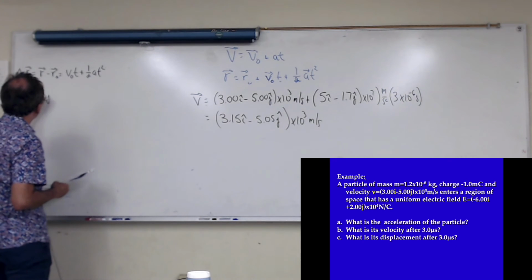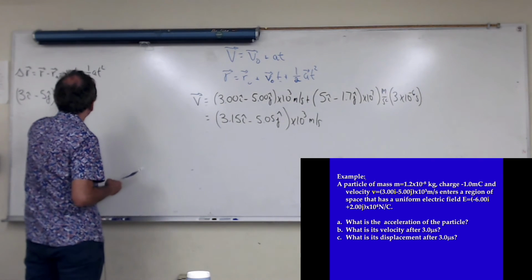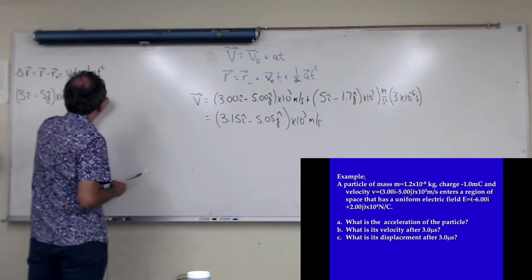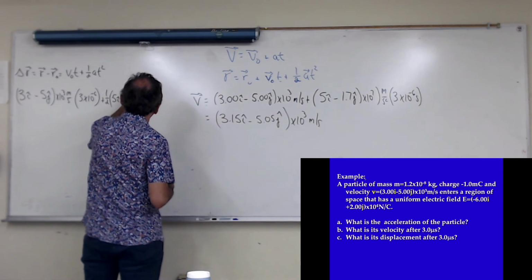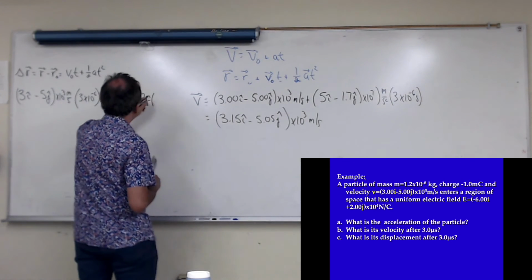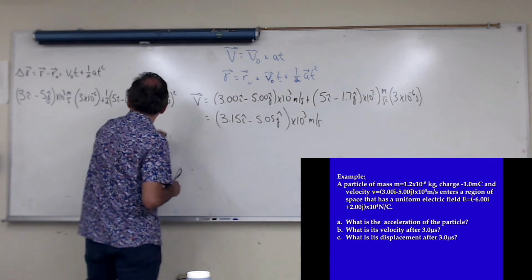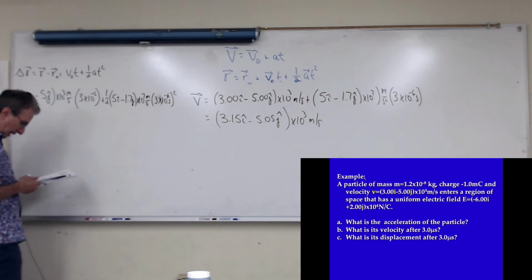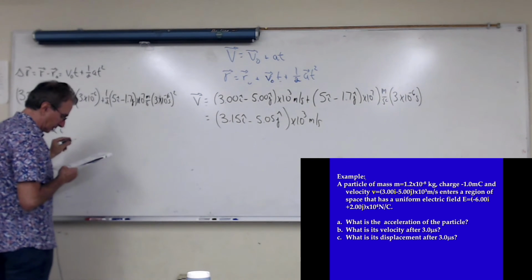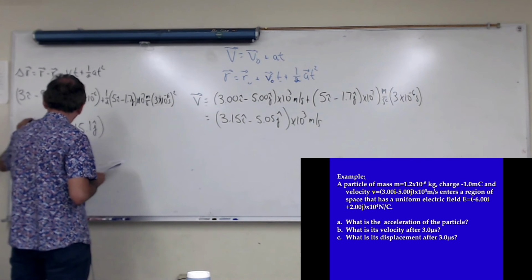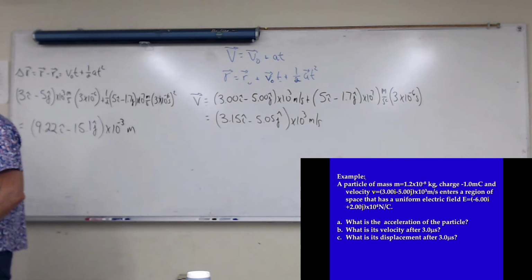3i minus 5j times 10 to the third times 3 microseconds plus 1/2 this acceleration times 3 microseconds squared. So when you work this out, you get 9.22 i hat minus 15.1 j hat times 10 to the minus 3 meters. That's the change in position. Okay.